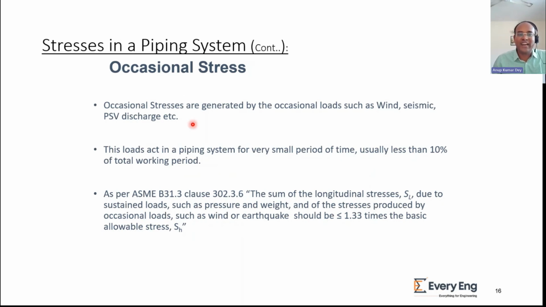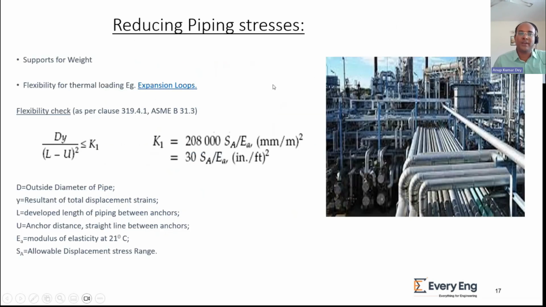Now the loads that act in a piping system for a very small period of time, usually less than 10% of total working period, are known as occasional stress. So three types of stresses I told: sustained stress, expansion stress, and occasional stress. These are the allowable values as well as equations given by the code, which are already fed into software like CAESAR II, AutoPIPE, or ROHR2, CAEPIPE, etc. We simply have to model the system, and the software will calculate the results for us, and then we have to interpret the results.